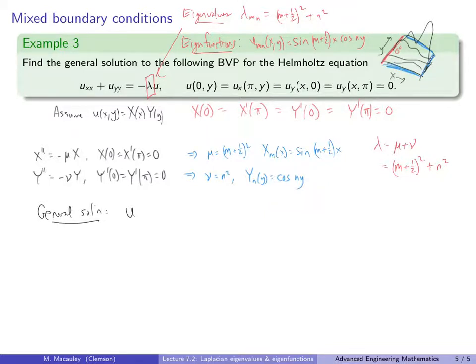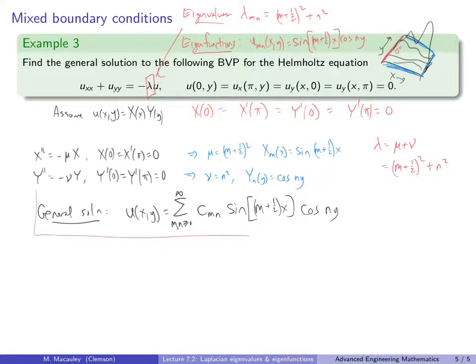So our general solution is going to be u of x,y. This is going to be the infinite sum over m and n at least 0 to infinity of, I don't know what to call these coefficients now. Do I call these a_n's or b_n's? A problem that we haven't had before. Let's just call them c_mn's. So c_mn times sine of (m plus 1/2) x times cosine of ny.